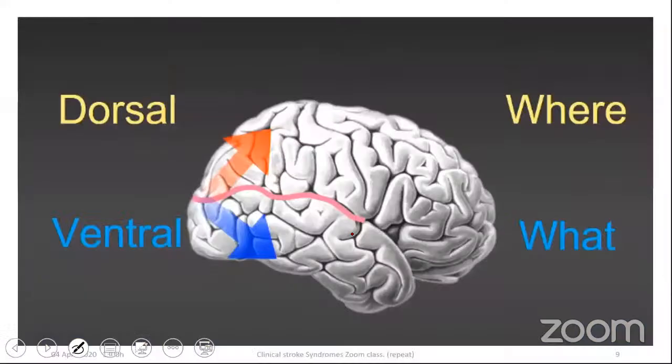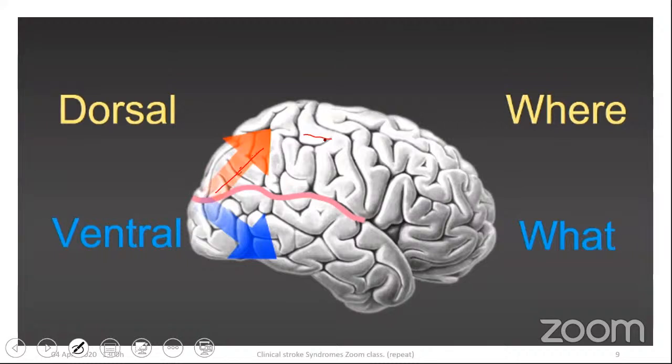And there are some dorsal functions and ventral functions from the visual processing areas, and the connections of the visual cortex go in the upward direction.